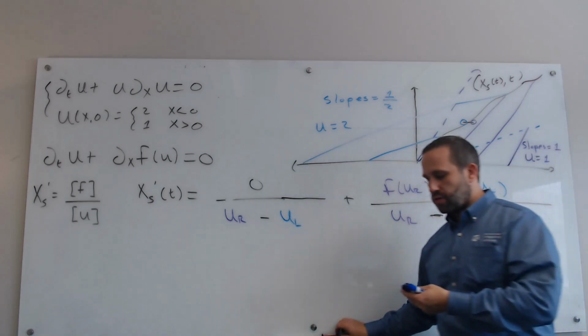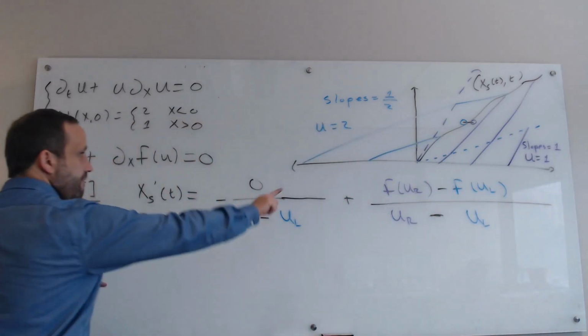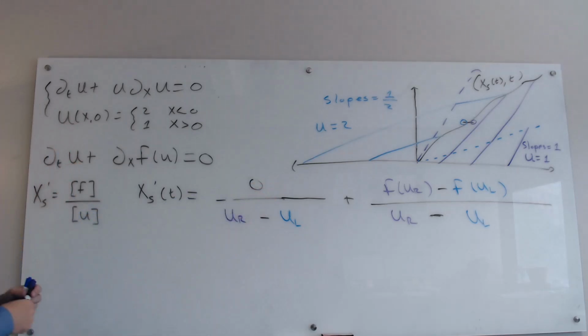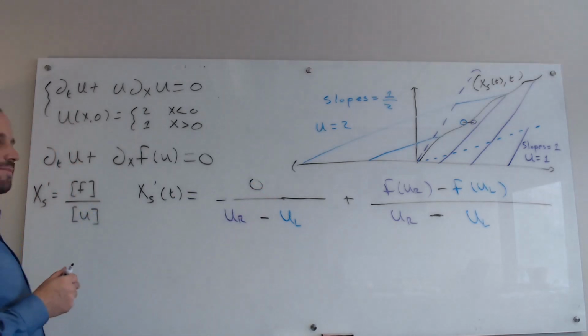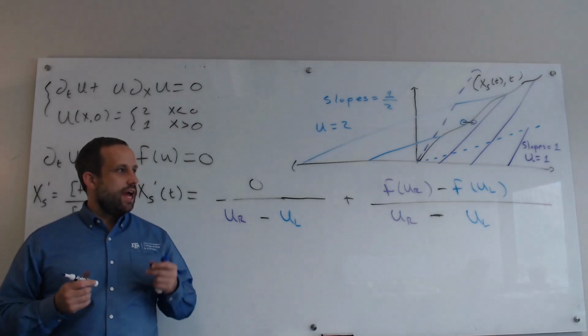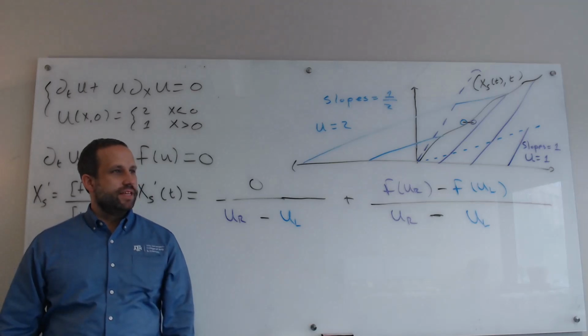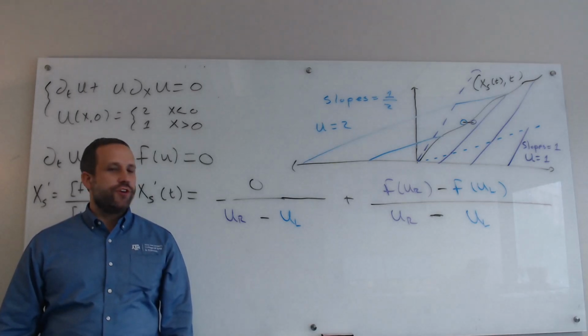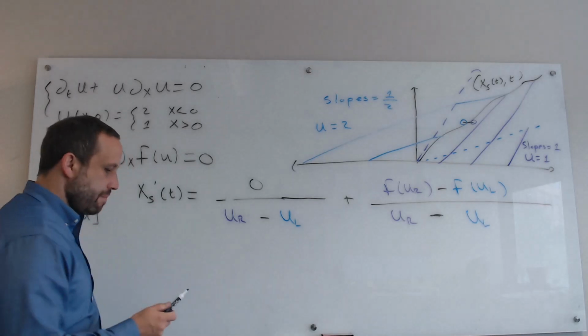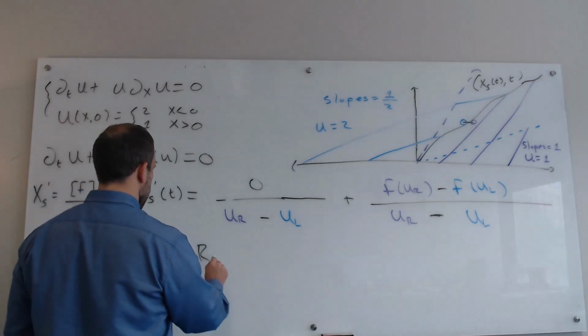Oh, actually, one other thing. This condition that we have here, or this quantity right here, is called the Rankine-Hugoniot condition.